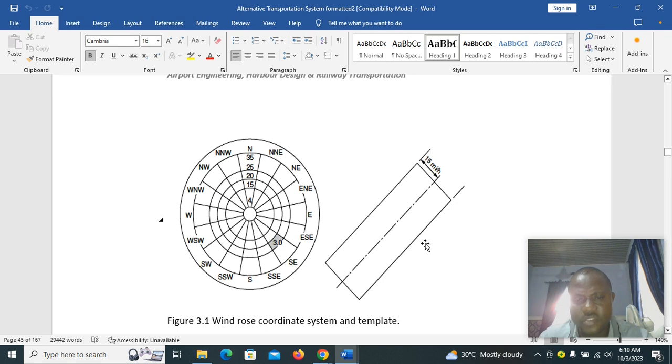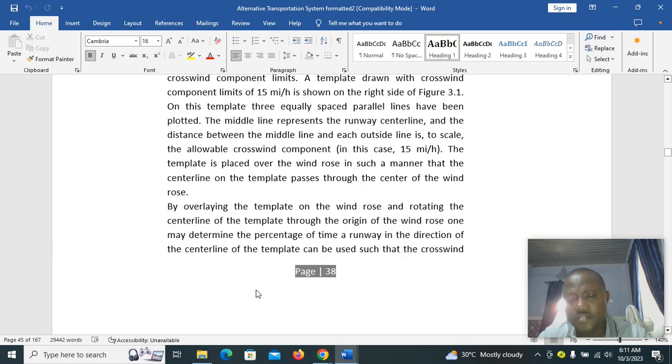This template should be transparent, like a transparent ruler or transparent paper, or like a tracing paper. So you put it there and rotate it. The essence is that this template looks like a runway. That's why it is rectangular in form. So when you put it, you'll be able to determine while looking at it, just as we have here.